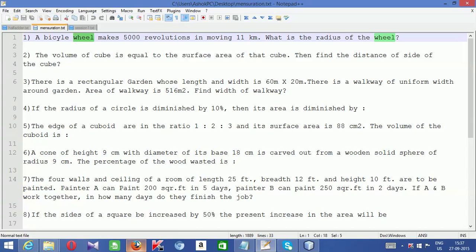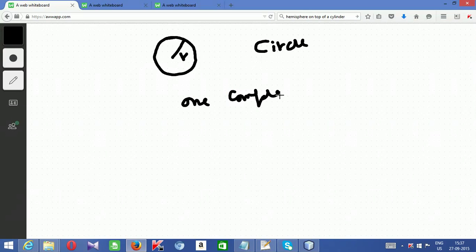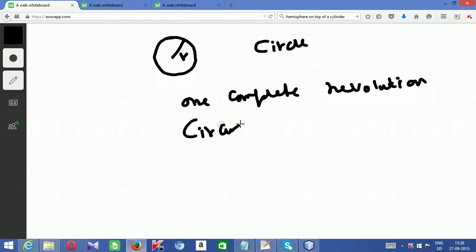So what is the shape of the wheel? It's a circle. The shape of the wheel is a circle. You need to find the radius of the wheel. And one complete revolution is nothing but the distance traveled by the circle, which is equal to the circumference of the circle. That is the key here.